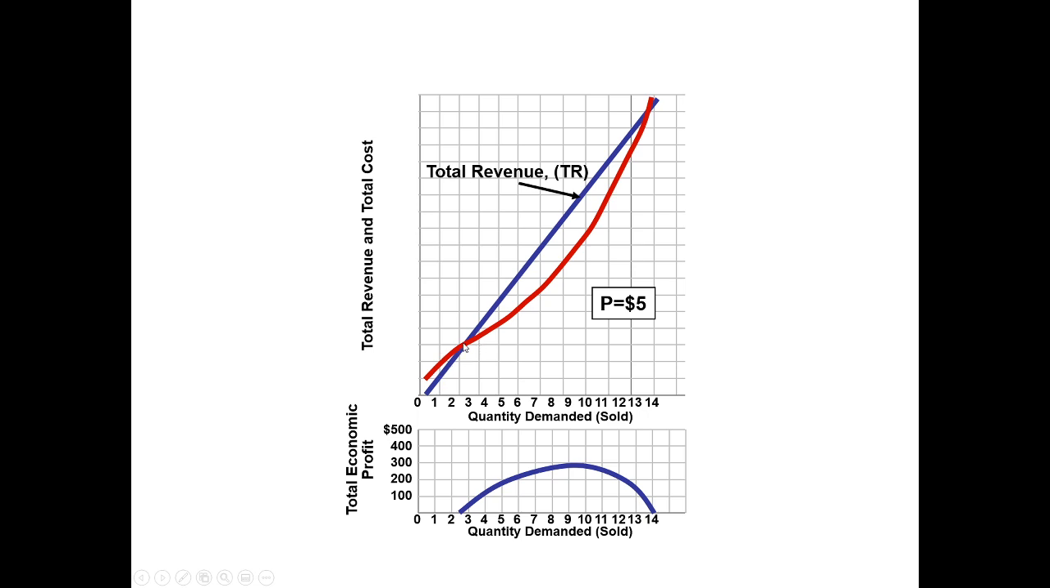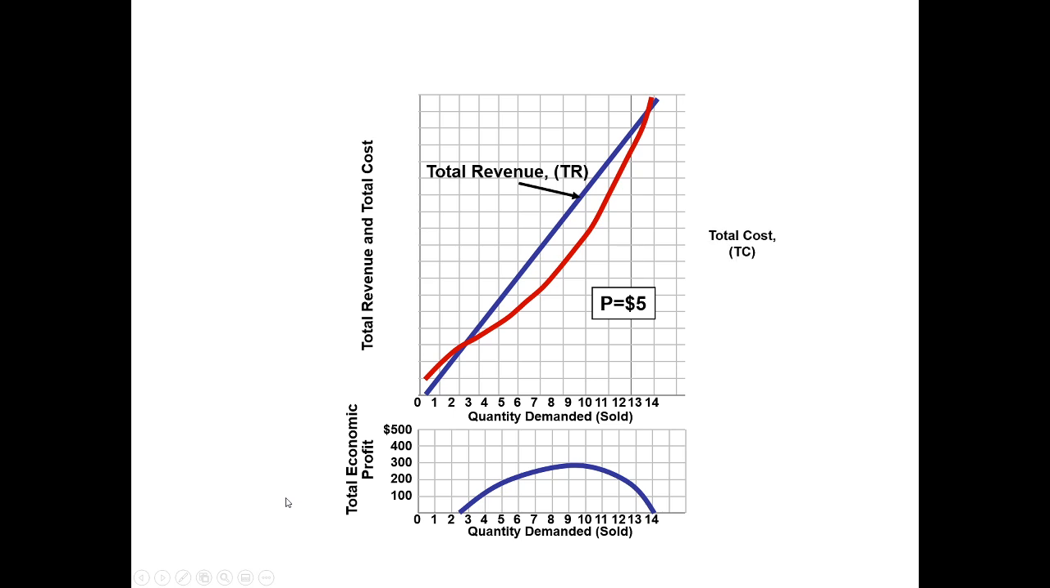Then they intersect the TR curve. So now we're at break even. Okay, and then this whole period here is profit. You see the profit's a little smaller, it gets bigger, gets bigger, gets bigger, and then smaller. And then we're at break even again. At the bottom, we just have a graph showing total economic profit at each one of these points. And you can see that it hits its peak at 9.